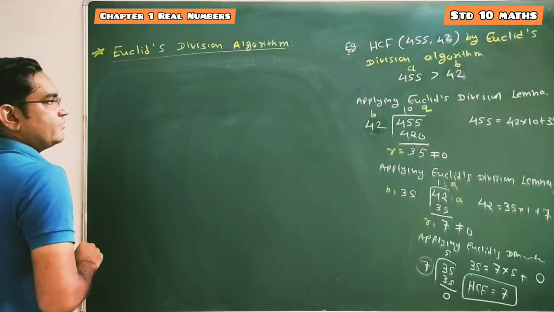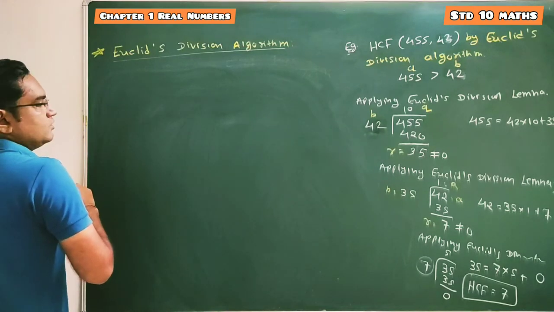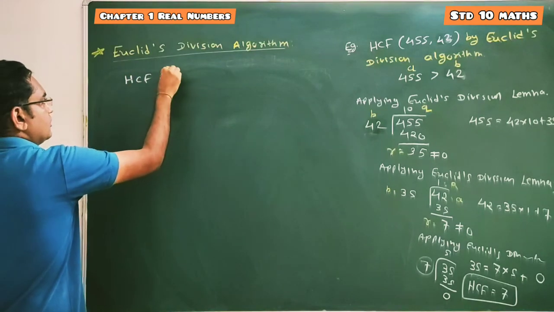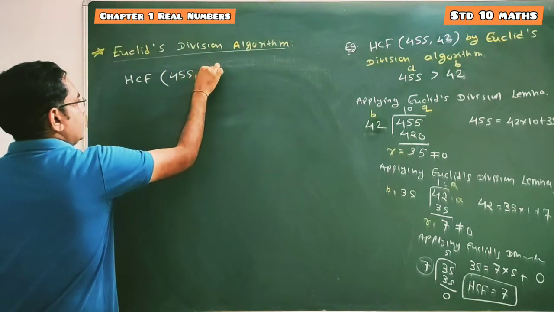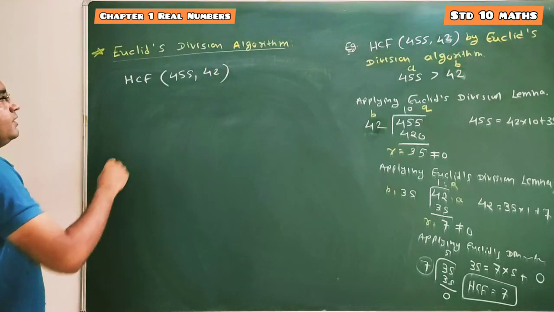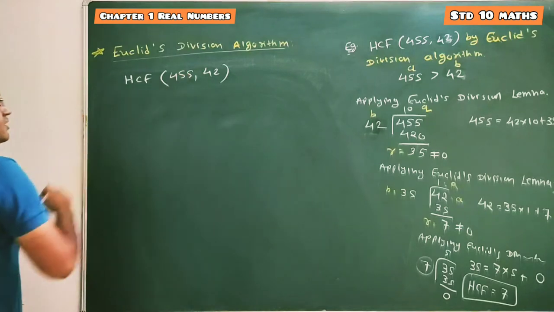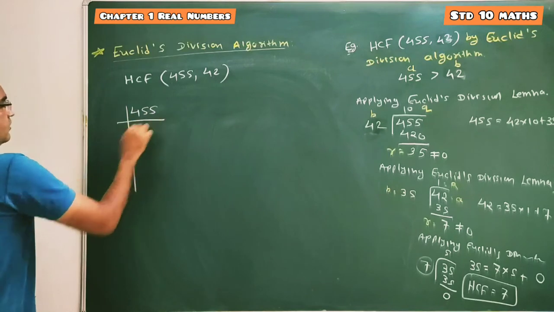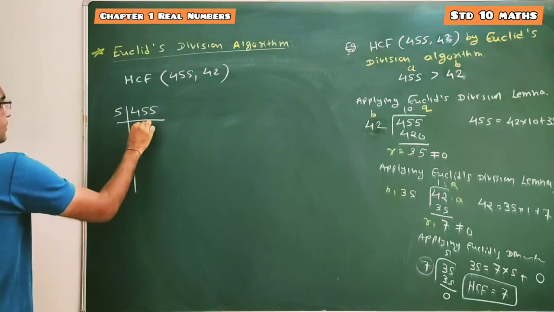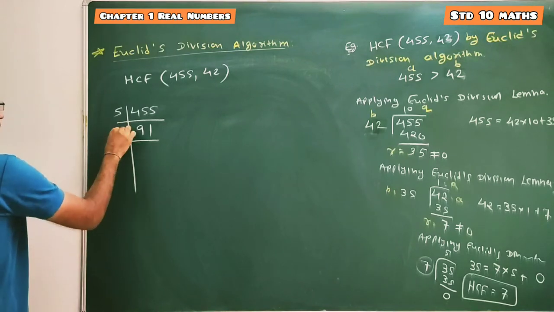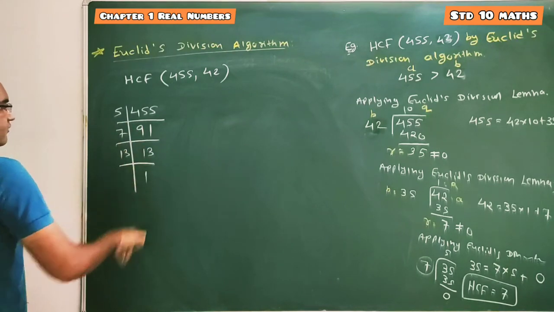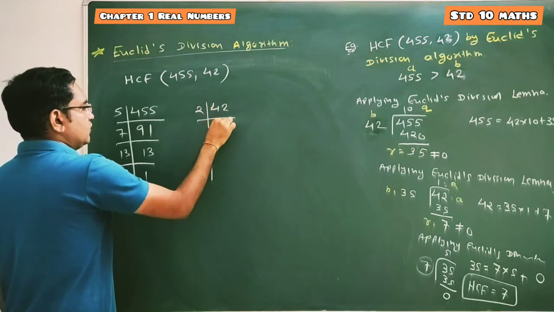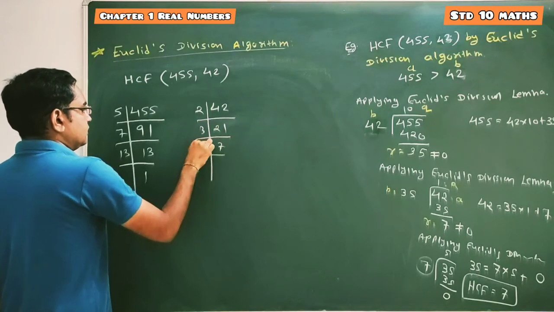Okay students, let's verify the answer by using the prime factorization method. Here we will try to find the HCF of the given two numbers 455 and 42. In the example we had taken 455 and 35, but now we will verify this HCF. So prime factorization of 455: it can be divided by 5, 91, 7 times 13, 13 once. Prime factorization of 42: divisible by 2, by 3, by 7.